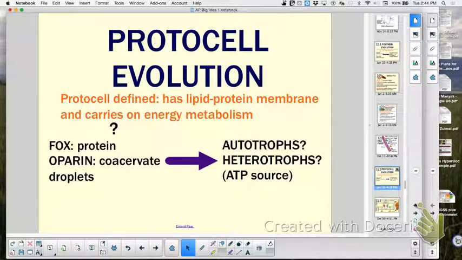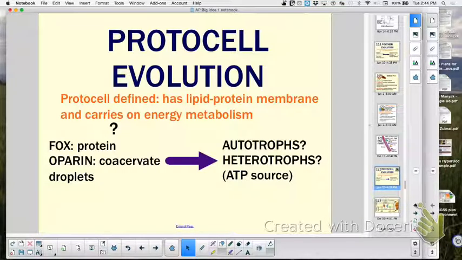Heterotrophs. Because it's easier to just burn nutrients, break them down, and release energy out of bonds than it is to build and then break, right? Think what plants do. Plants build the sugars, and then they burn the sugars in their mitochondria, right? So it's easier just to be a heterotroph where you take nutrients and break them down.